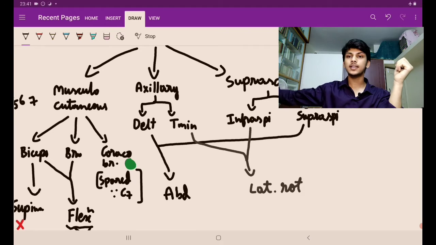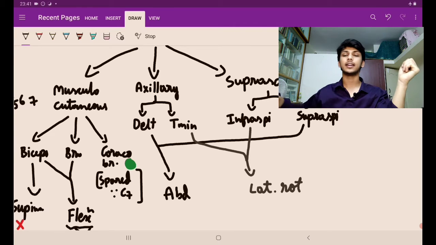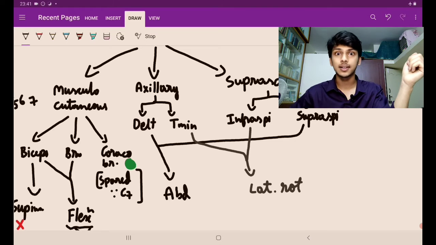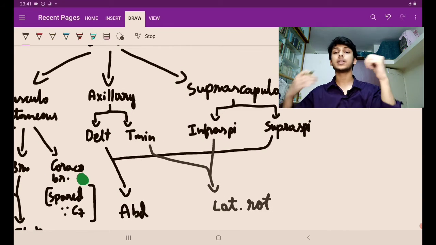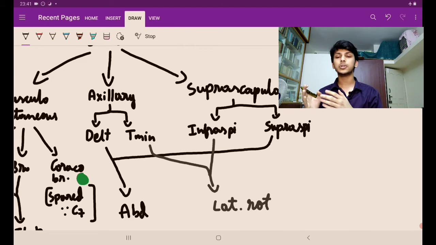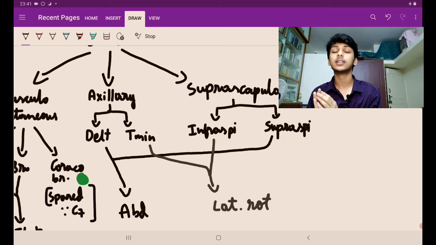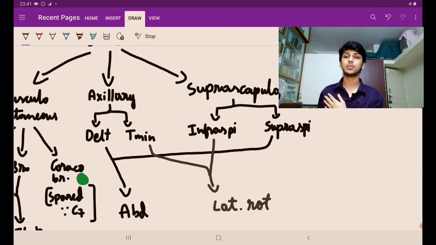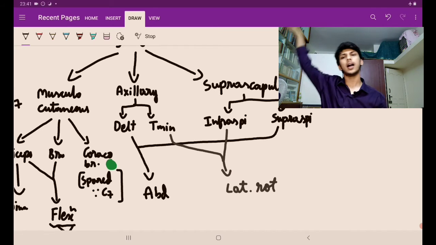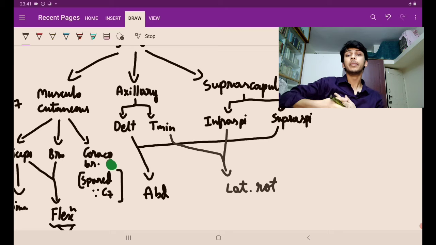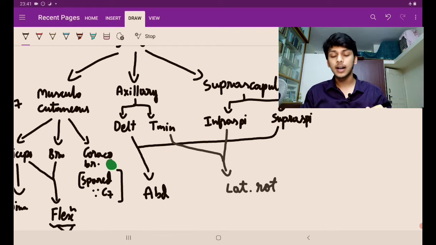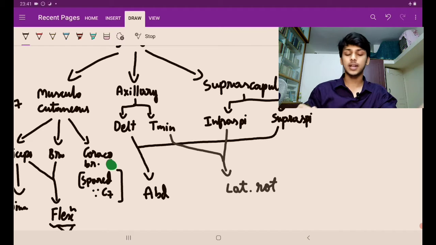If the deltoid is paralyzed, we won't be able to abduct up to 90 degrees. Above 90 degrees, there are different muscles, which we'll be studying. Then there is the suprascapular nerve, which supplies the supraspinatus and infraspinatus. If that is also injured, there will be paralysis of the supra- and infraspinatus, causing impairment in abduction and lateral rotation. So if the arm can't be abducted, what will happen? It will be adducted. If the arm can't be laterally rotated, it will be medially rotated, because the antagonistic muscles have unopposed action.